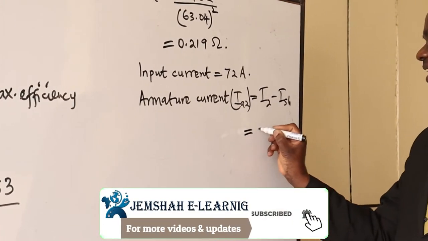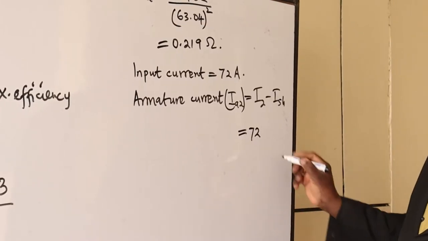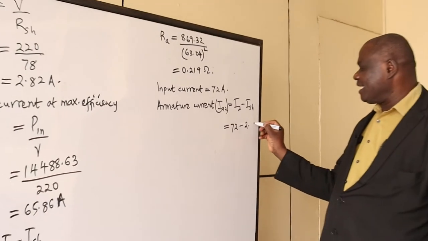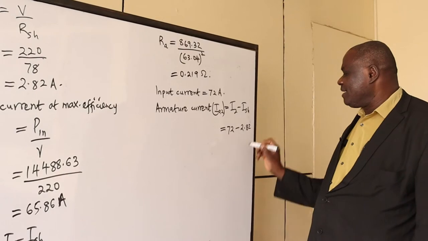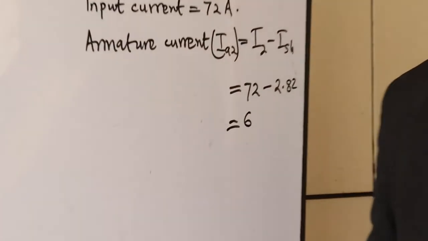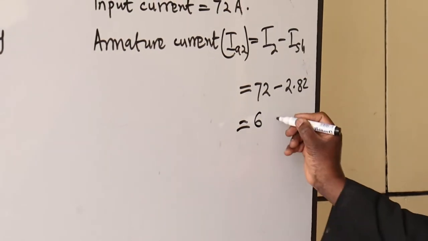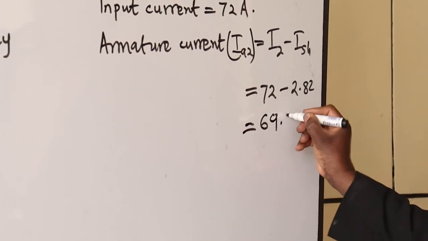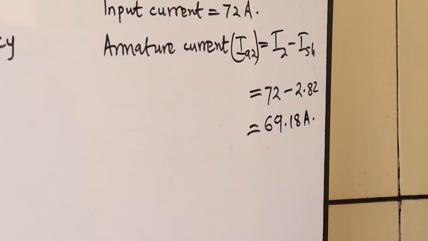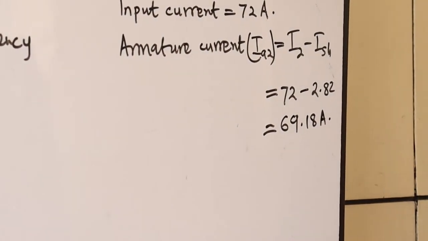And what is our I2? 72 minus I shunt, which is 2.82 amps. Now this one gives us 69.18 amps.